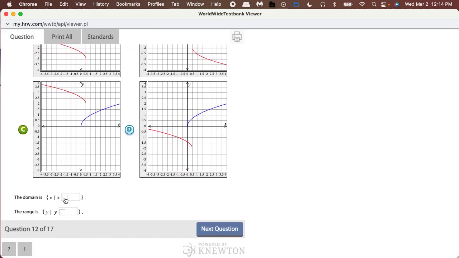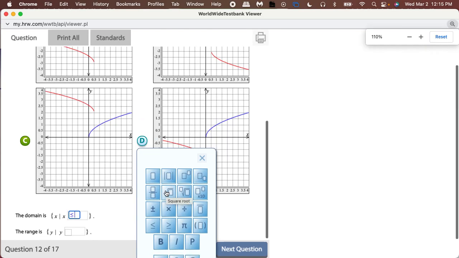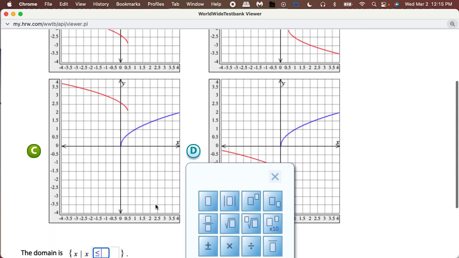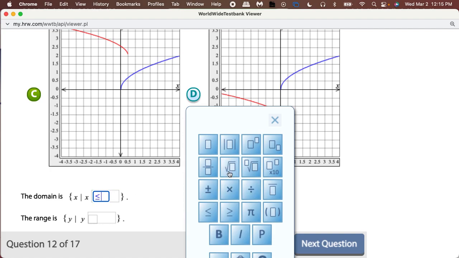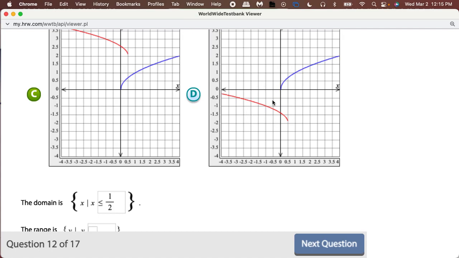And now we write our domain. So if I look at this graph, my x values are getting less. So I go less than or equal to 1/2. I use h, but I have to go less than or equal to. That's a challenge, you know, on these. Which way do we go? And just use your graph. Use your transform graph to see.